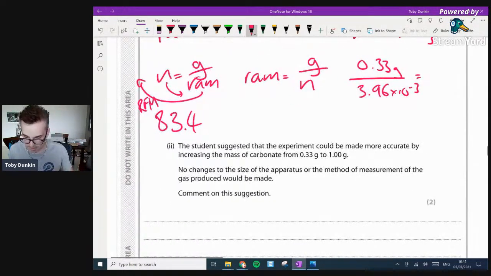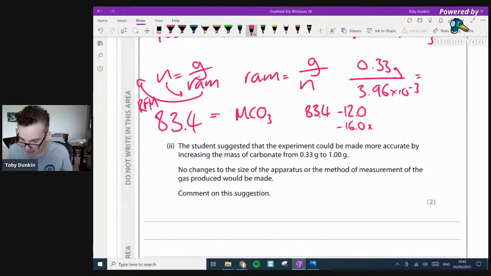So we've got 83.4 for MCO3. That's what that equals. Well, let's get rid of the atoms we do know. Get rid of carbon. Get rid of oxygen. 83.4 minus 12.0 and then minus 16.0 times 3. So let's run that through. Minus 12 equals minus brackets 16 times 3, close brackets. And I get an answer of 23.4.